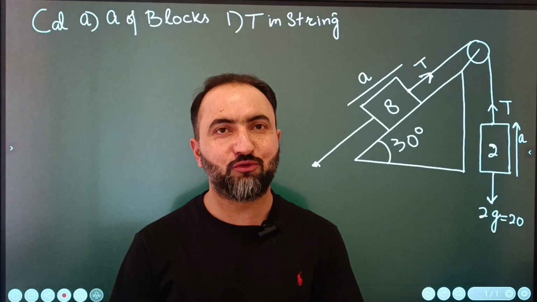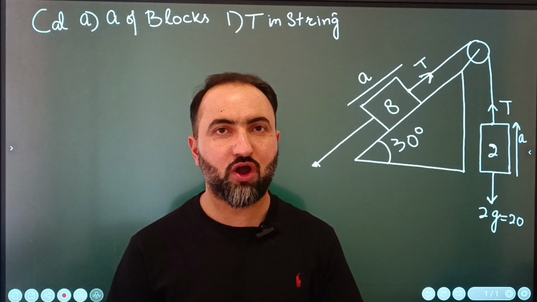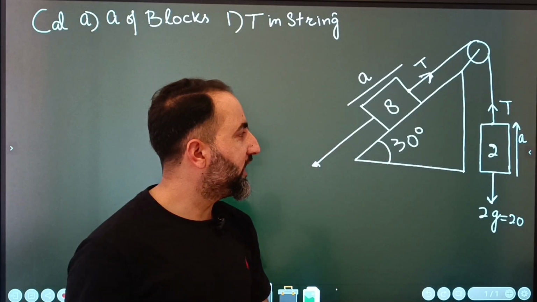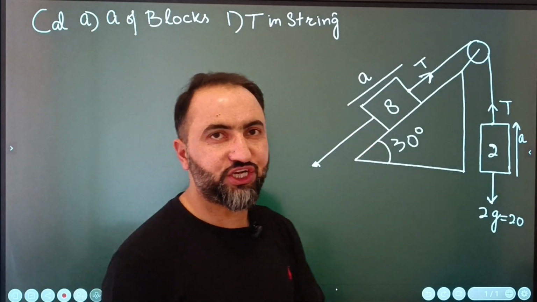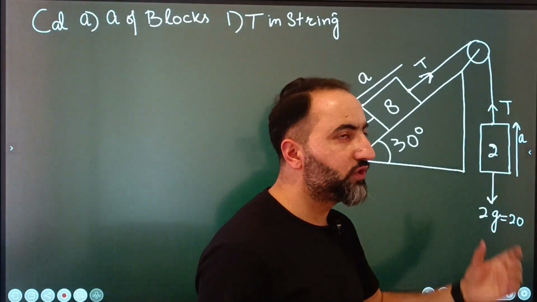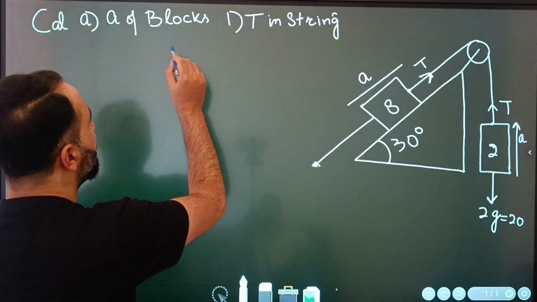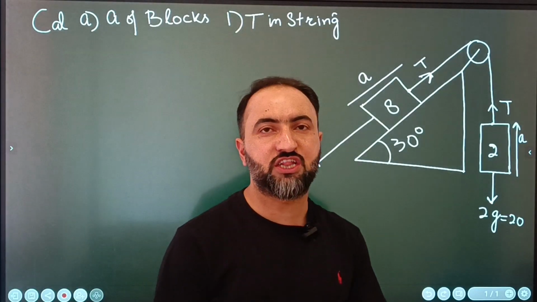So today I am with you with a beautiful concept of mechanics, and that is motion of a block down the inclined plane. Okay. Now see here. There are two blocks in this very problem. One block has a mass of 8 kg, and another block has a mass of 2 kg. All right. Now what we are supposed to calculate is, number one, the acceleration of the blocks. Number two, we have to calculate the tension in the string.